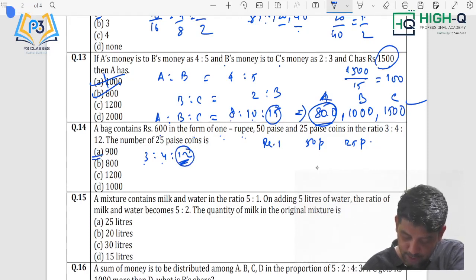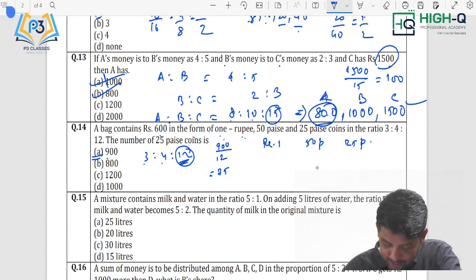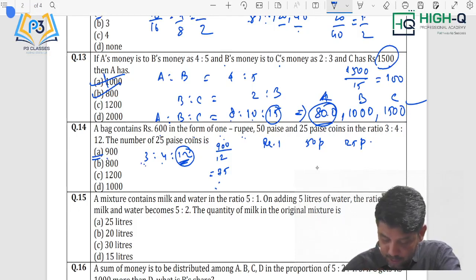Let me take option A. 900. So what I do is simply 900 by 12 I make. What is 900 by 12? 75. Okay. So 3 into 75. I am doing trial and error method. 3 into 75, there are 225 1 rupee coins. 4 into 75, there are 300 50 paise coins, 900 25 paise coins.